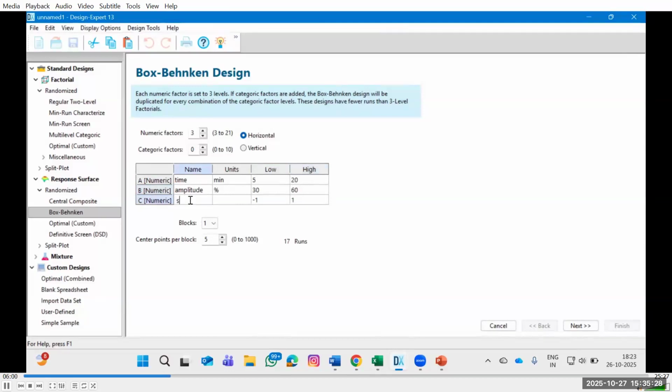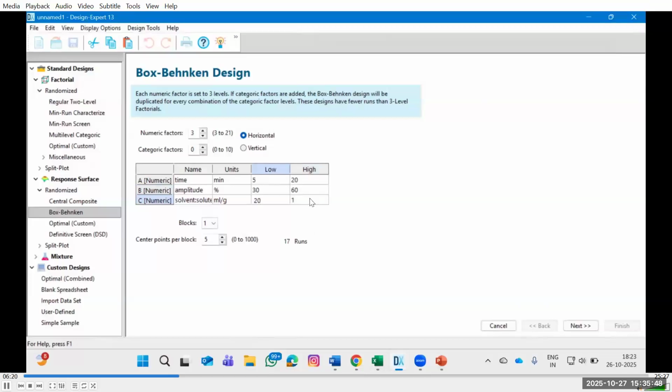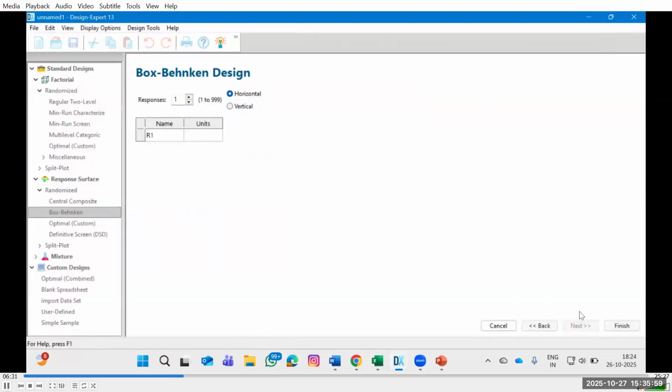So this is the third independent variable, which is solvent to solute ratio, expressed in ml per gram. Let's say the minimum and highest values are 20 to 50. Okay, after putting the lowest and highest values of all these independent parameters, then we'll go for the next.